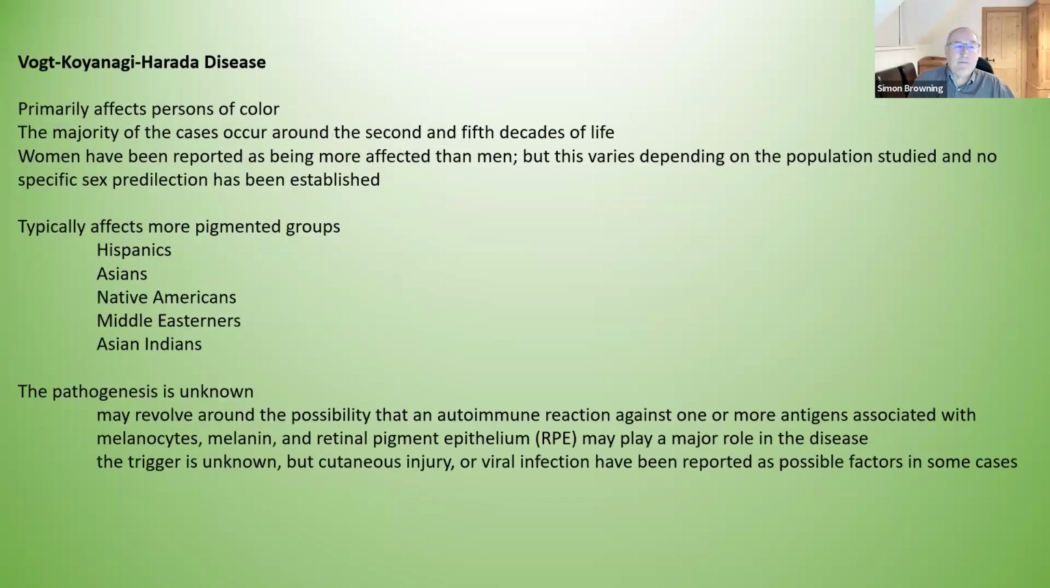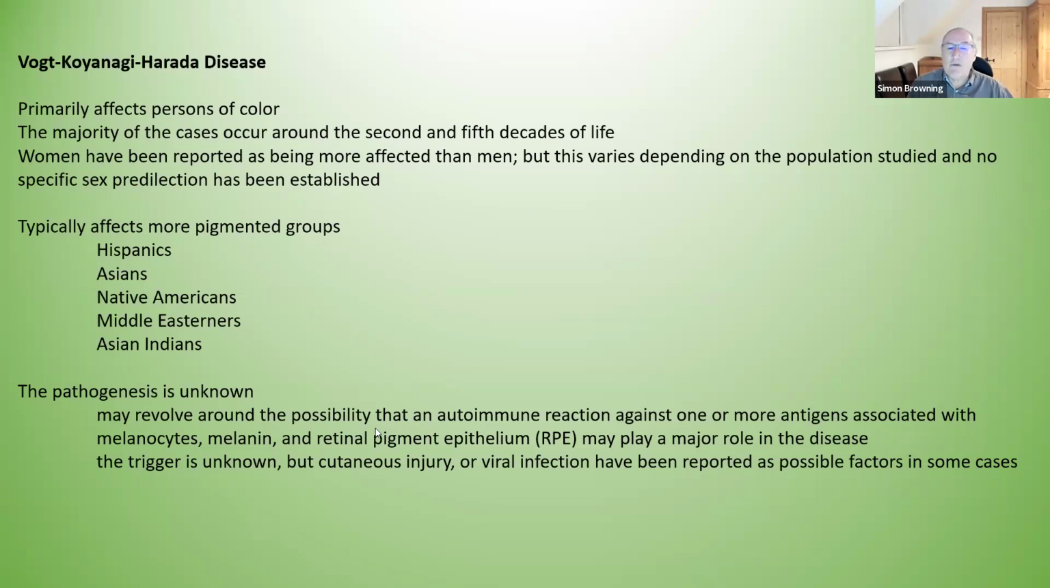Another one which, again, is uncommon but actually not that uncommon: Vogt-Koyanagi-Harada disease. It typically affects persons of colour and ethnic minority groups. Is it more women? Is it more men? Well, depending on which study you read, you will get a variation on that, but no specific predilection towards sexual orientation has been discovered.